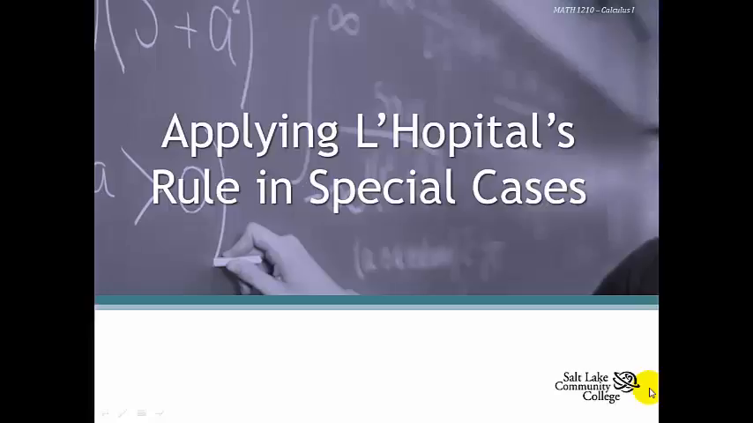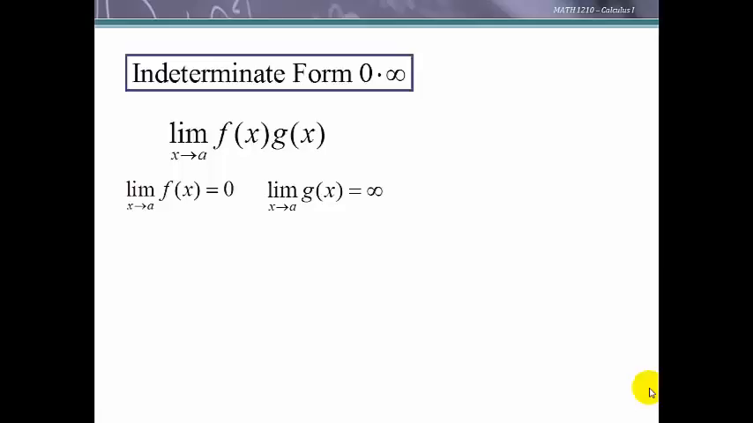Applying L'Hopital's rule in special cases. We could have another indeterminate form, 0 times infinity, if we had the limit as x approaches a of the product and the limit of one of the factors equaled 0 and the other equaled infinity. Because what's 0 times infinity?